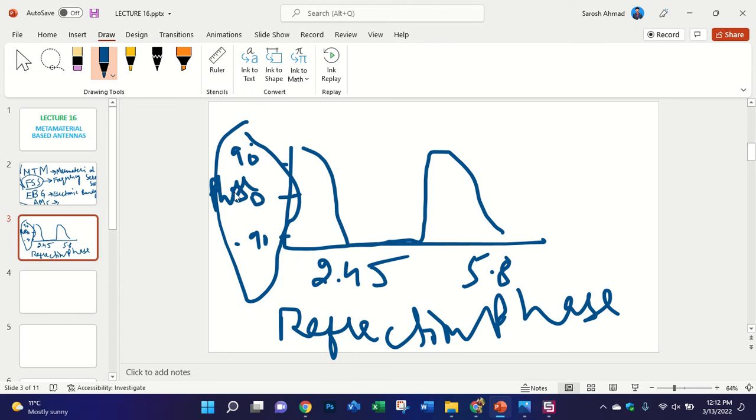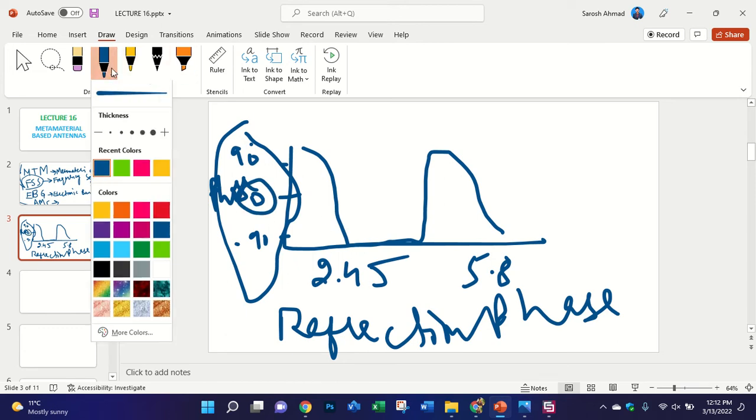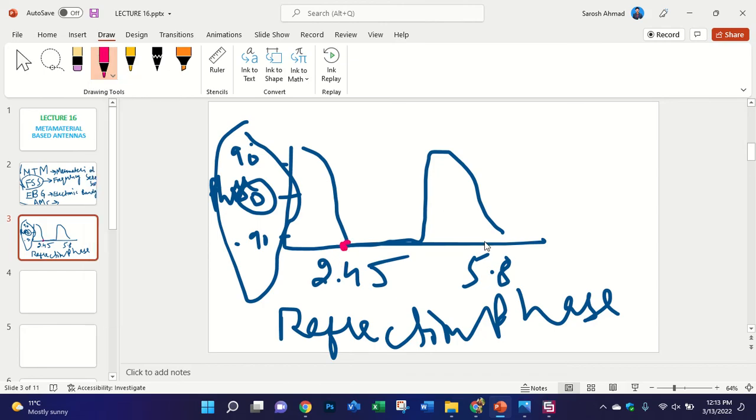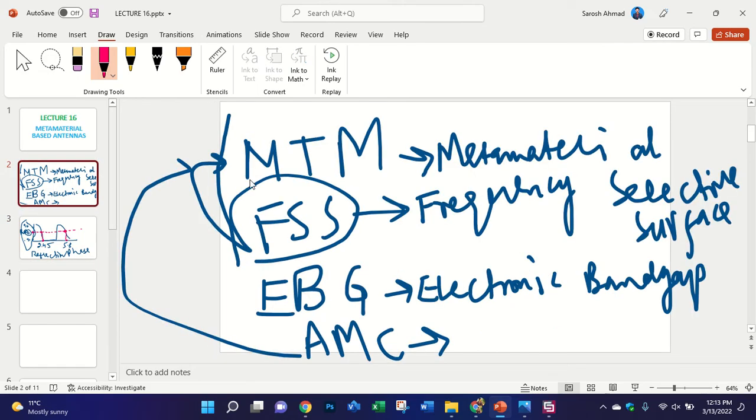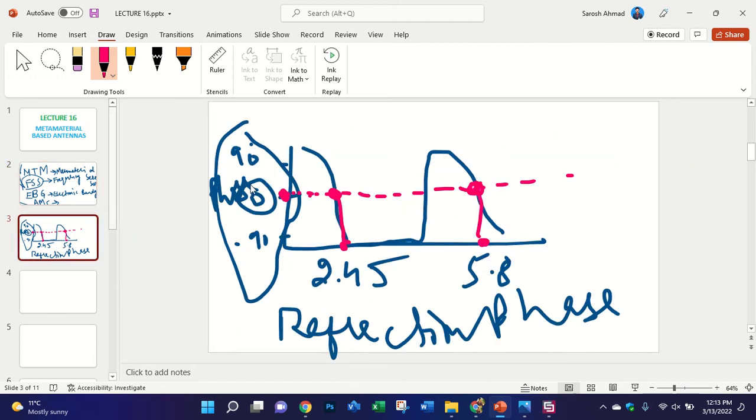If the phase here is 0, and the line crosses, here we have 2.45, here we have 5.8, and here we have a 0 degree reflection phase. If you create a dotted horizontal line, you need to check the points that intersect. At this point, if the reflection phase is 0, then it works. This case is for the MTM and AMC, which are the same thing. In this case you check the reflection phase and it must be 0 degree at the desired frequency band.